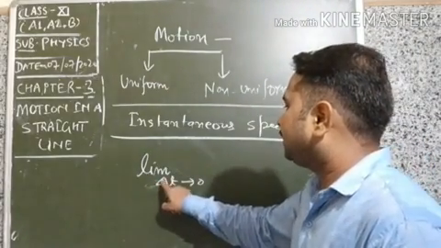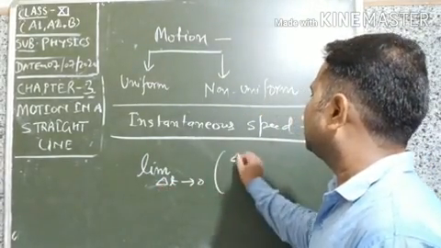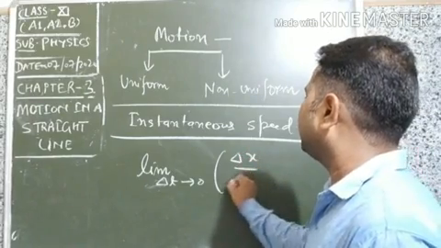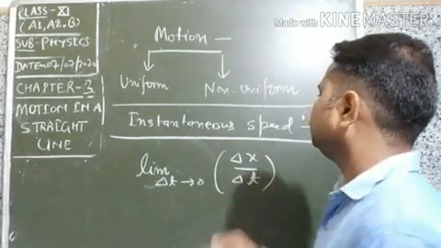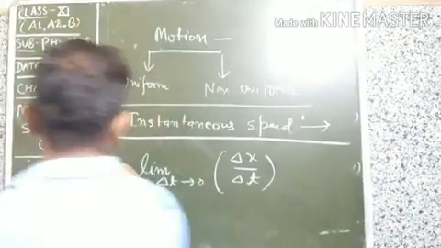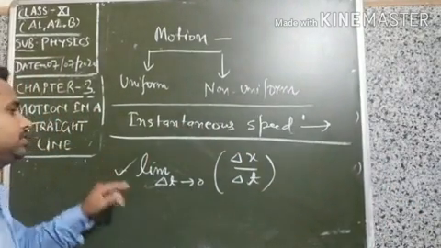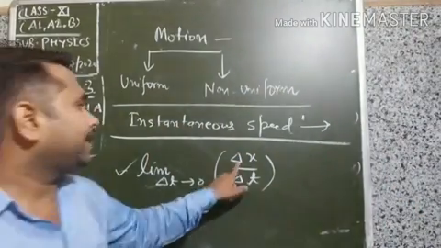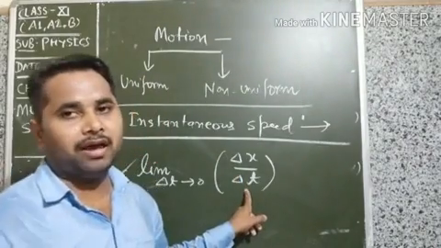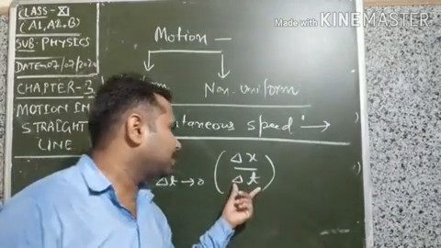Limit delta t tends to 0, delta x upon delta t. This is called instantaneous speed. See here, delta x upon delta t is the average speed for the given time interval delta t.